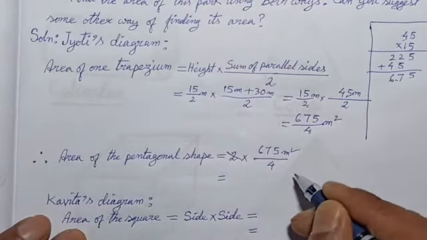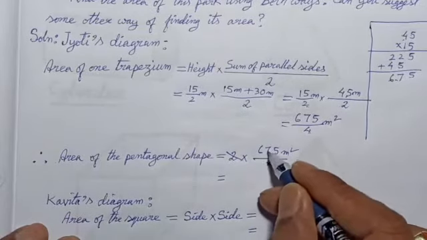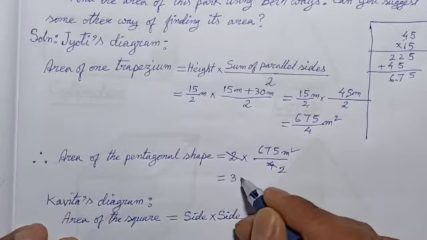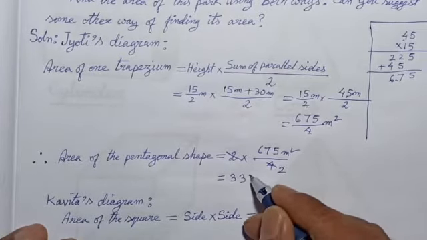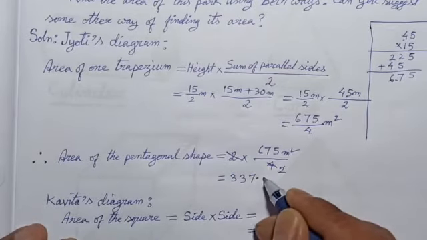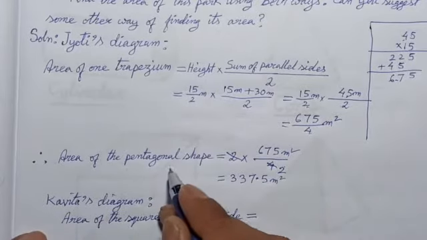2 can divide this 4. 2 twos are 4. Now 675, let's divide by 2. 2 threes are 6. Again 2 threes are 6. Next is 15. 2 sevens are 14. Next is 10. Point now. 2 fives are 10. 337.5 meter square. This is the area of the pentagonal shape.